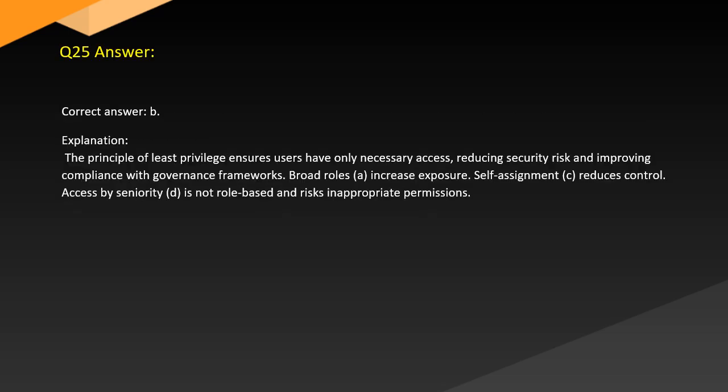Answer. Correct answer: B. Explanation: The principle of least privilege ensures users have only necessary access, reducing security risk and improving compliance with governance frameworks. Broad roles, A, increase exposure. Self-assignment, C, reduces control. Access by seniority, D, is not role-based and risks inappropriate permissions.